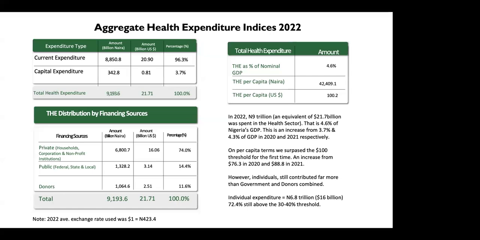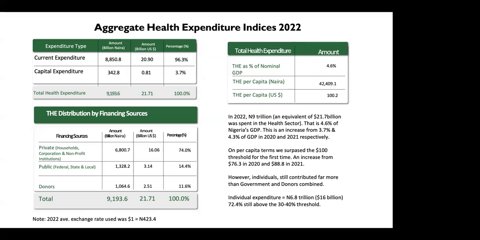In 2022, about 9 trillion naira was spent in healthcare. That's about $21 billion in the health sector. A lot of money. In terms of our population, it was about $99 per capita. That means for every Nigerian, about $99 was spent on their health for an entire year.